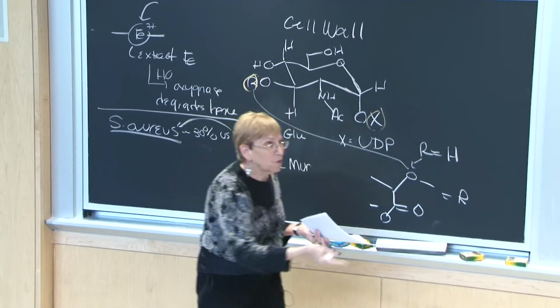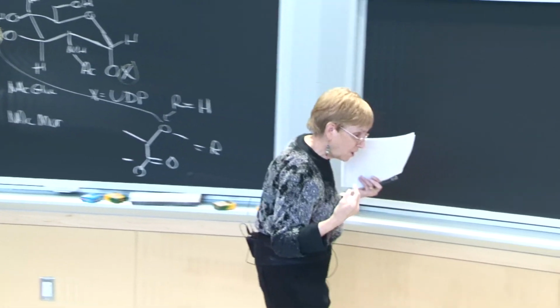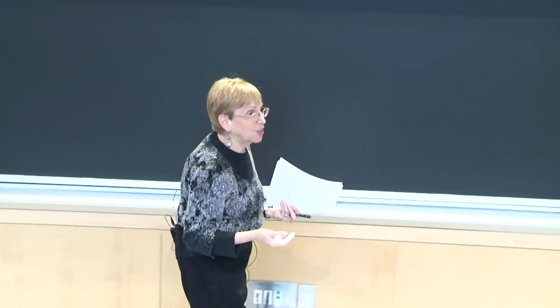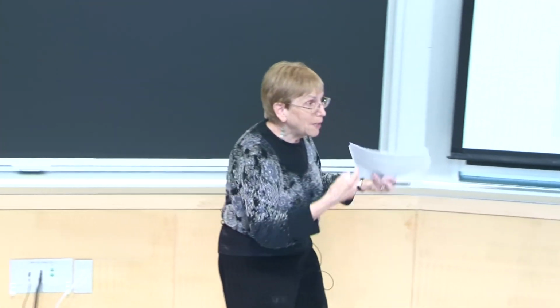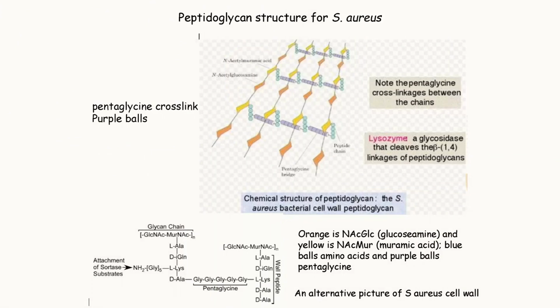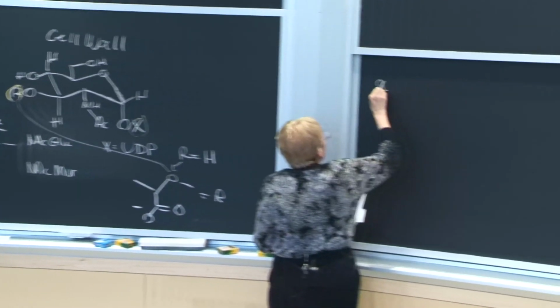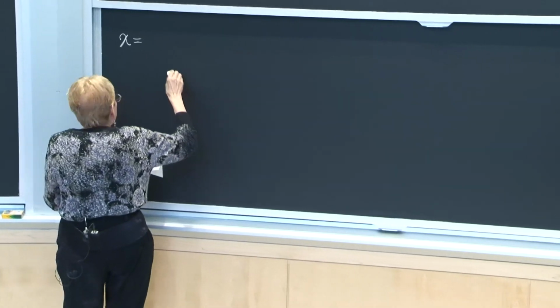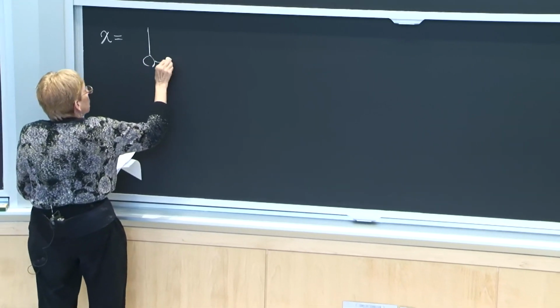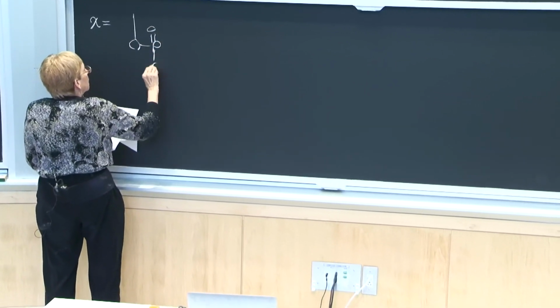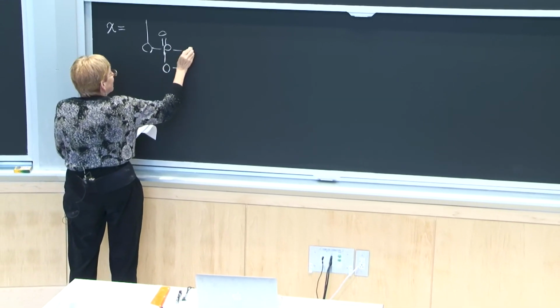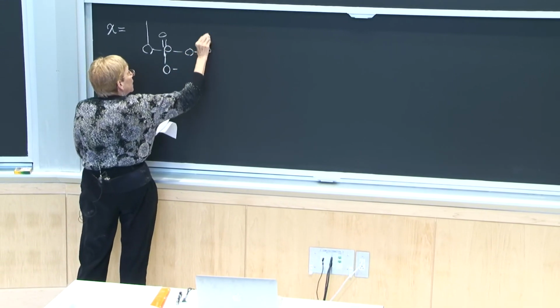Okay, what we'll also see in the cell wall, which has made the whole pathway extremely challenging to study, in addition to X equal to UDP, X can also be equal to sort of an amazing structure. And the structure is slightly different in different bacteria.